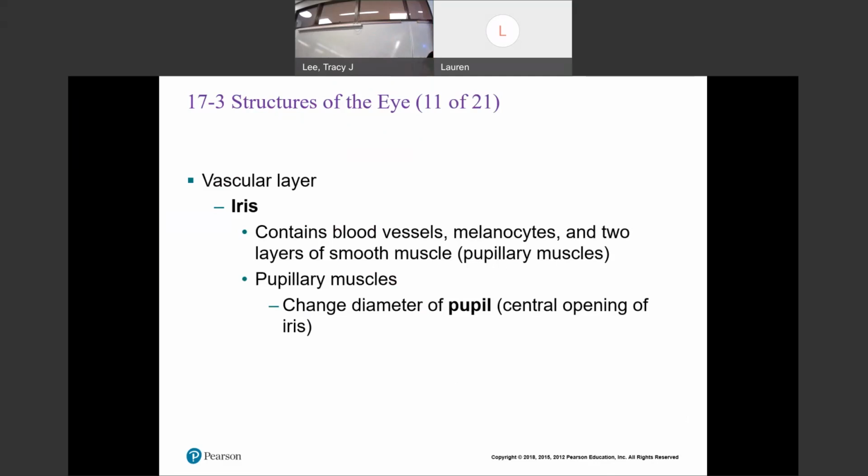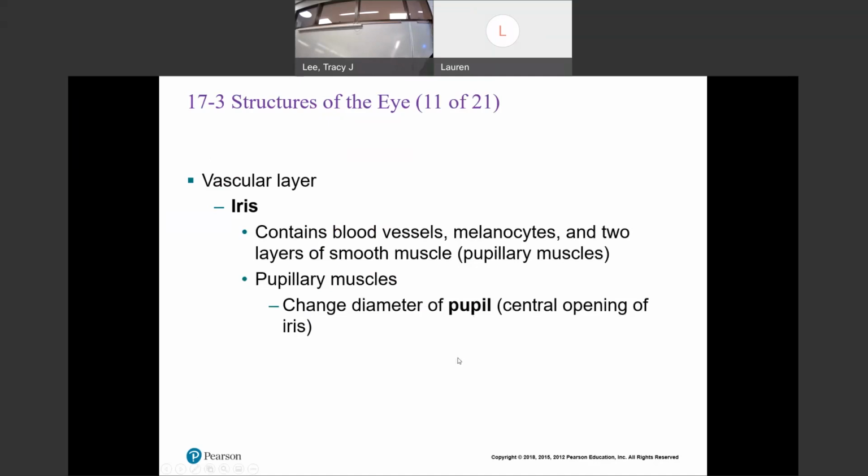What is the purpose of changing the size of our pupil? Yeah, it's a light control. So if we open up our pupil, we're going to be letting a lot more light in. But what if we're outside and it's super, super bright? Do we want all that light flooding into the back of our eye? No, we're going to constrict our pupil down. So these muscles are basically controlling the diameter of the pupil at the iris level.